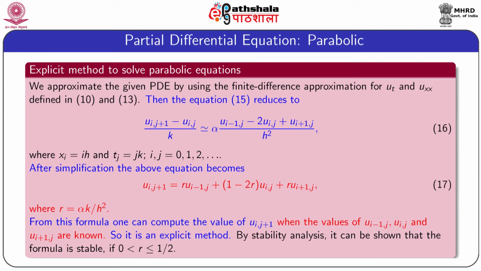By stability analysis, it can be shown that the formula gives a stable solution if 0 is strictly less than r, which is less than or equal to half. So if this condition is satisfied, then equation 17 gives the stable solution for the parabolic equation, particularly the heat conduction equation.